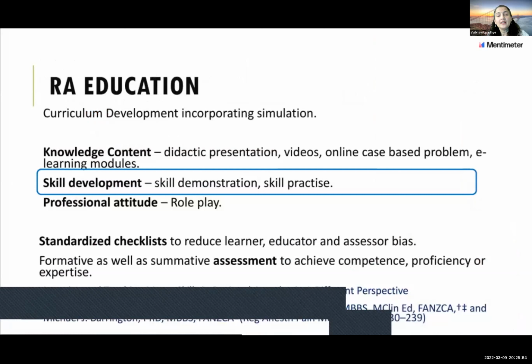So now let's look at the skill development. Regional anesthesia is a skill-based profession. It's hardcore skills, and we need them. That's the most important crux. And hence, skill demonstration and skill practice is paramount through rapid cycle deliberate practice.